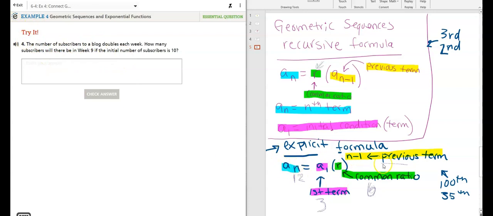So what they want you to do here is basically take the information from the previous question, take that explicit formula that they had, and plug in the information for this new problem, meaning how many subscribers will there be in week 9 if the initial number of subscribers is 10. So we have a new initial value and we have a new nth term we're trying to find. See if you can use that to help solve using the explicit formula.